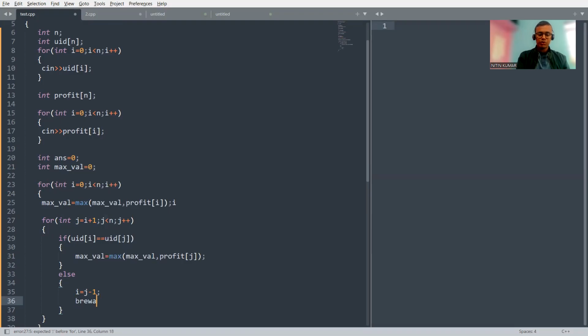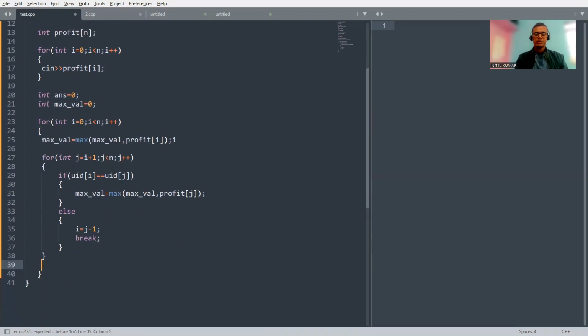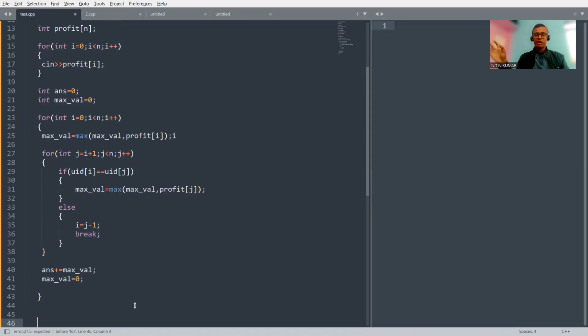and we are going to break out from here. And after coming out of this for loop, we are assigning that max value to our answer. And after that, we are reassigning max value to the initialization value of 0. And after iterating through the whole array, we are simply returning our answer. So I hope you understood this code.